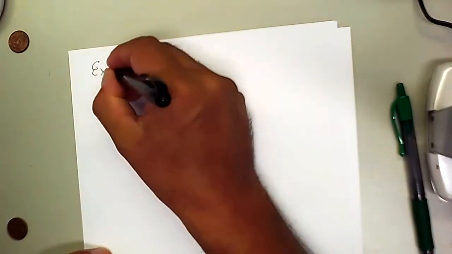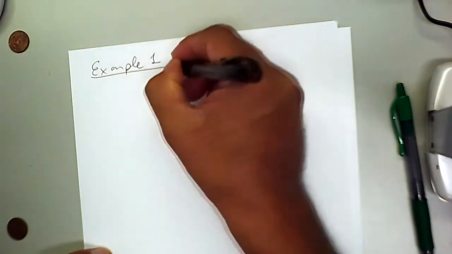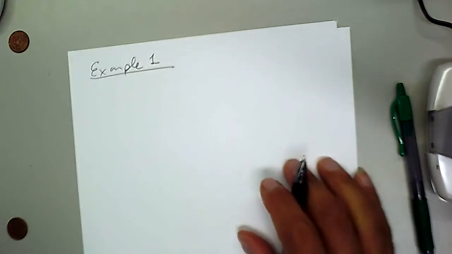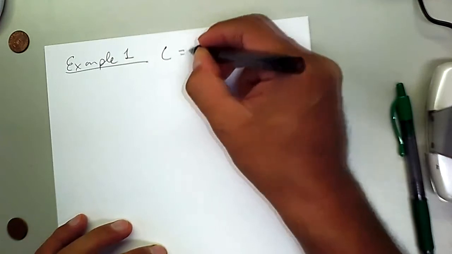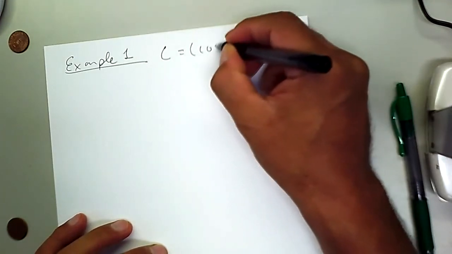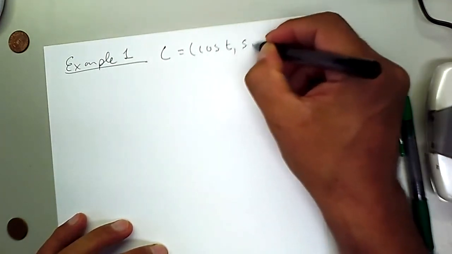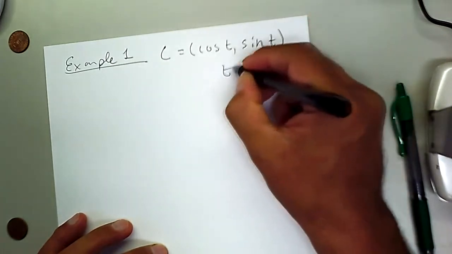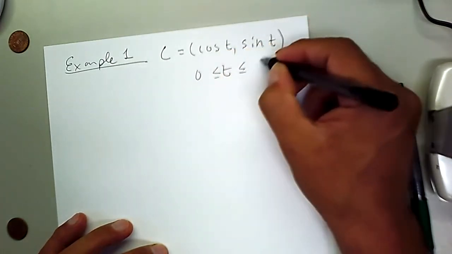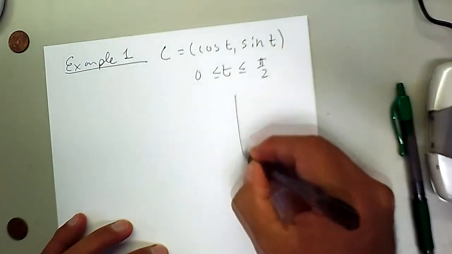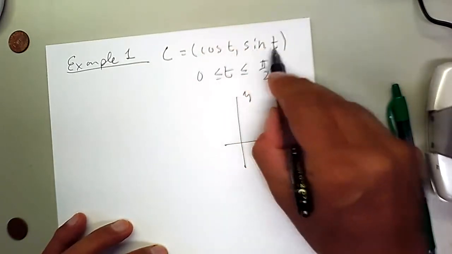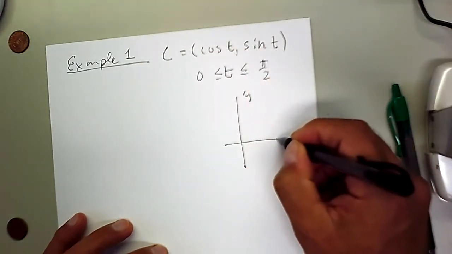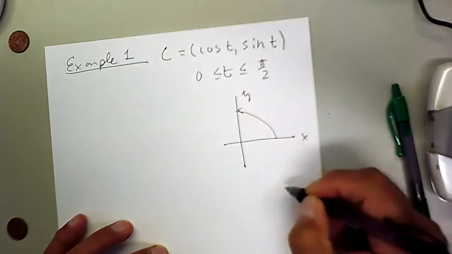example one. Example one. So we have a curve, and it is going to be cosine of t, sine of t, as t runs between 0 and pi over 2. So this is a quarter of a circle in x, y. And by the way, this is x and this is y. It is understood that that's the case. So we have a quarter of the unit circle.